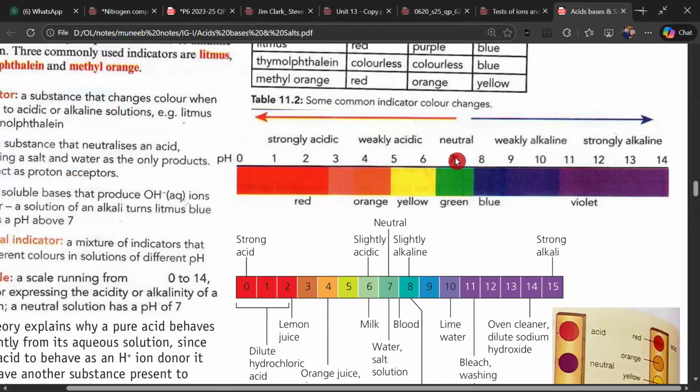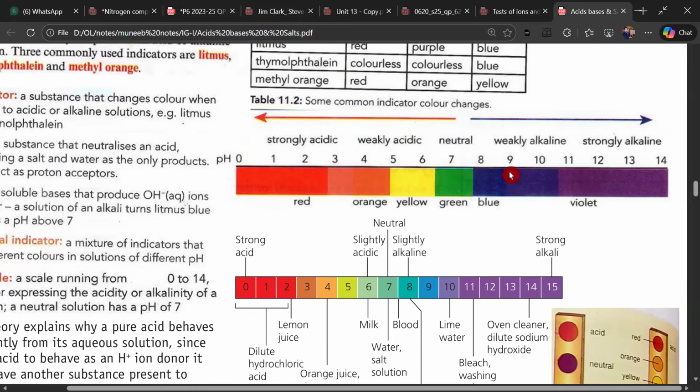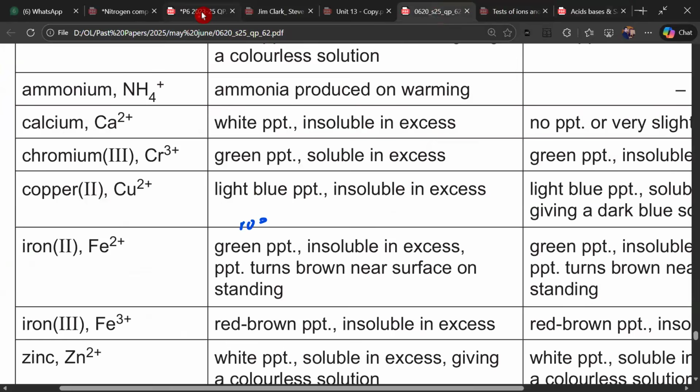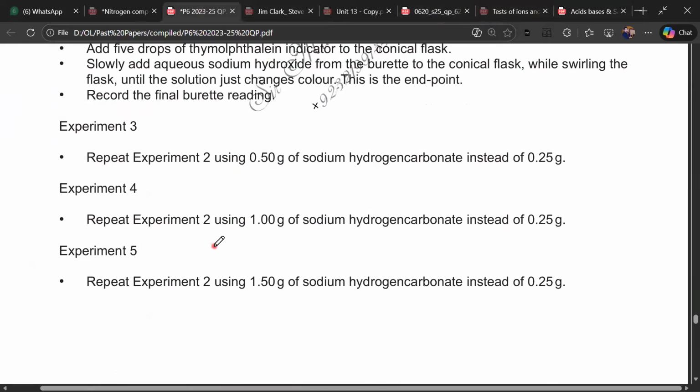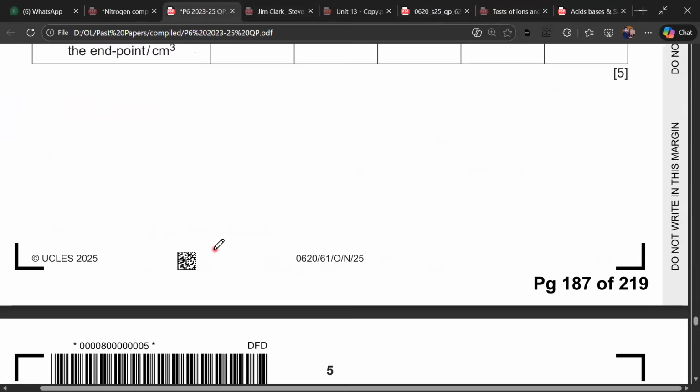As we know, the pH below 7 is the acidic range. So even in the acidic range, there are multiple colors available: yellow, orange, red. And in the basic range, there are also different colors, blue, violet, with different shades. So that's why we cannot use the universal indicator for this reason.